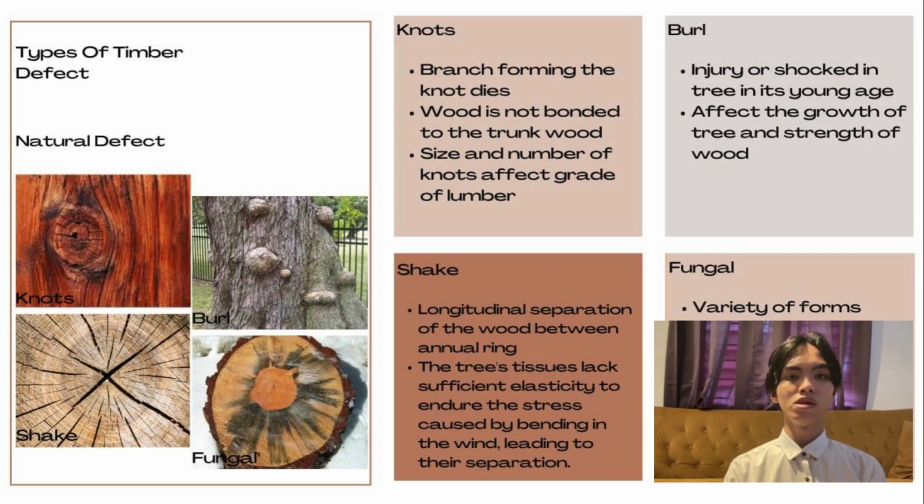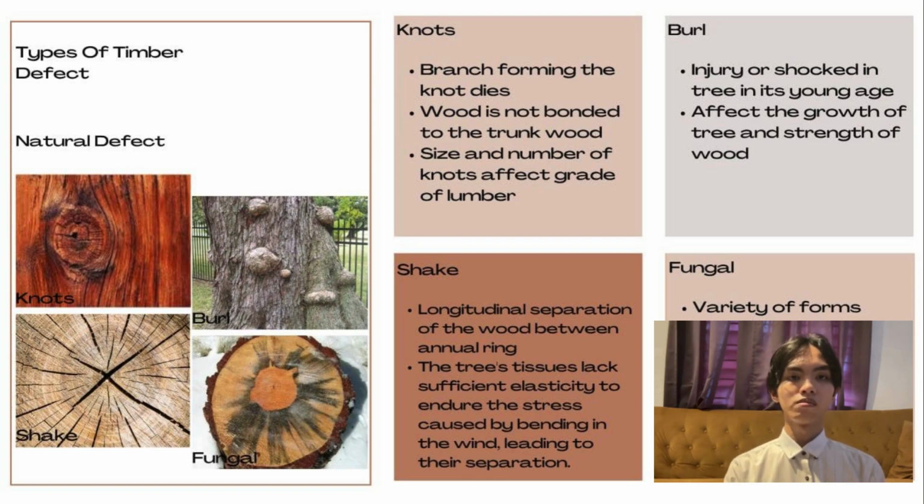Knots appear when branches die but remain attached to the trunk as the tree continues to grow. Over time, the trunk forms new layers of wood around these dead branches. Since the wood of the knot isn't properly bonded to the surrounding trunk, it becomes a weak spot. Knots usually appear as circular or oval dark spots in the wood. The size, type, and number of knots significantly affect the grade and strength of the timber. Larger knots or ones that fall out completely can make the wood unsuitable for structural use.